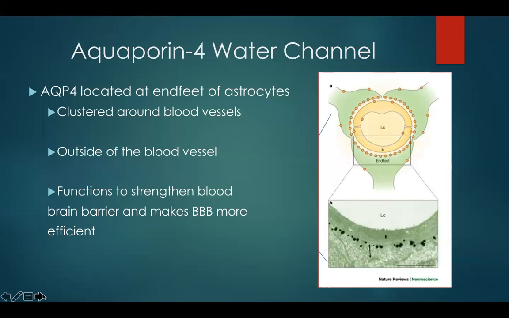So, the aquaporin 4 water channel. It's located on the end feet of astrocytes, and you can see here in this Nature paper, it's these little red-orange dots clustered around blood vessels. This yellow cross-section is through a blood vessel, so it's outside the blood vessel, and its job is to maintain the integrity of the blood-brain barrier and help make it more efficient.